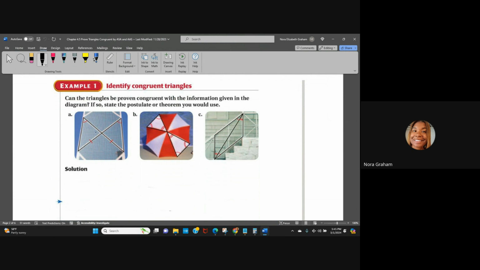So let's look at A. If I look at A, I can identify these two angles as vertical angles. Vertical angles are congruent, all right? So now I have an angle and then another consecutive angle, two consecutive angles, back-to-back angles, and then a side. So I can say that these two triangles are, as a matter of fact, congruent because of the angle, angle, side postulate. Okay.